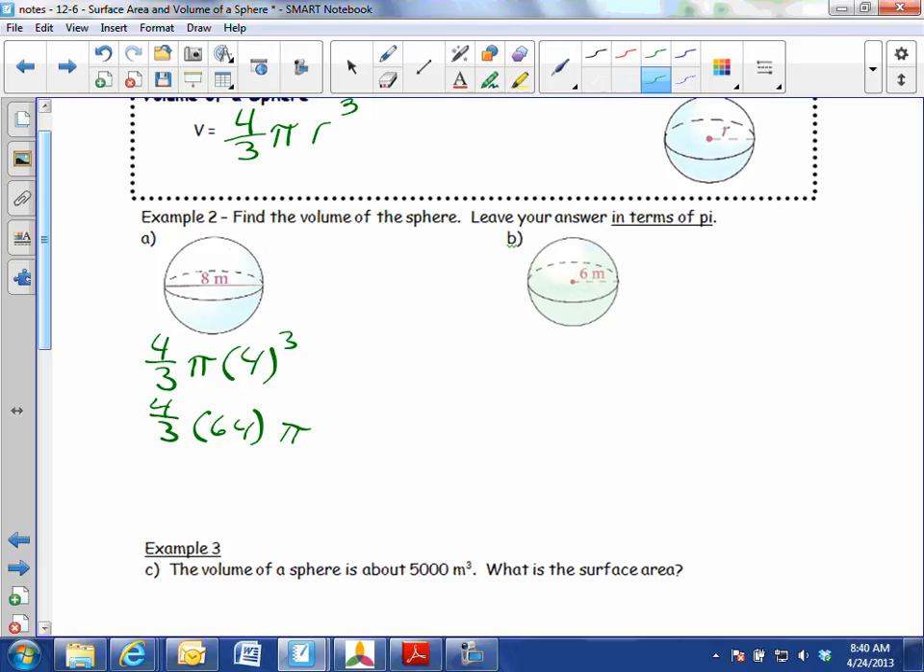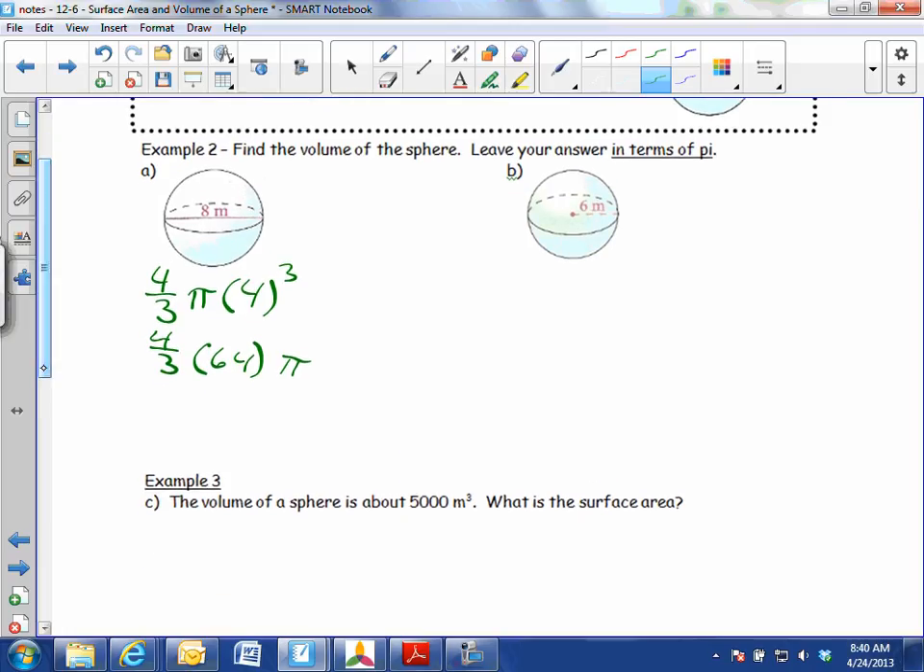If your calculator does not give fractions, you can take 64 times 4 and then divide by 3. That would be a way to figure this out. It comes out as a fraction, 85 1/3. We want to keep it as a fraction because remember, in terms of pi, we have to be exact. We cannot round in terms of pi.